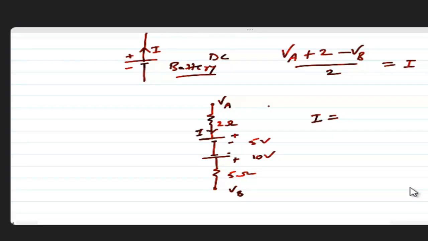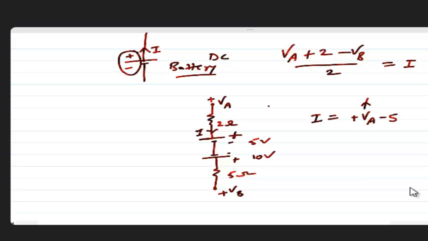This current I is originating from VA and terminating at VB, meaning VA is an independent voltage and VB is also an independent voltage, but VA is releasing and VB is receiving. That's why the sign with VB is minus and the sign with VA will be plus. Now what about this 5 and 10? For this 5 volt, the current is entering from the plus terminal. But as I have discussed here, current should release. So the battery property is violated here. So you have to write minus 5.